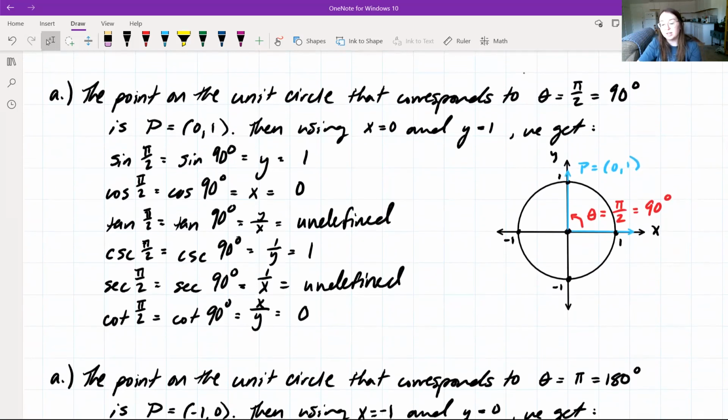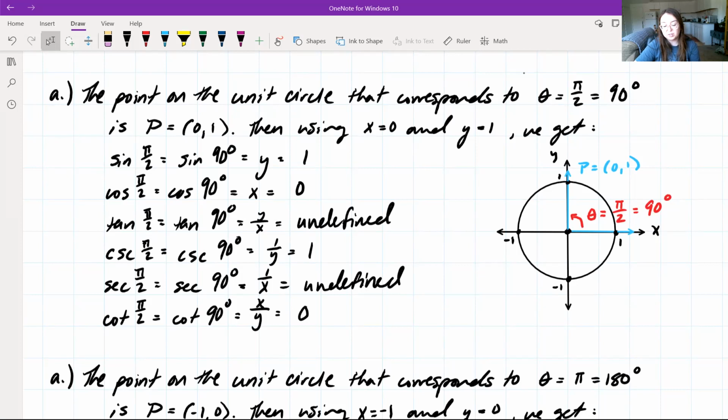Our next quadrantal angle is going to be at theta equals pi over 2 or 90 degrees. So this point is now going to be the point 0, 1. So now x is equal to 0 and y is equal to 1. So sine of pi over 2 or sine of 90, which corresponds to y, is equal to 1. Cosine of pi over 2 is equal to cosine of 90, which is equal to x. So that's going to be 0. Tangent of pi over 2 or tangent of 90 degrees is y divided by x, which will end up being 1 divided by 0, which we know is undefined.